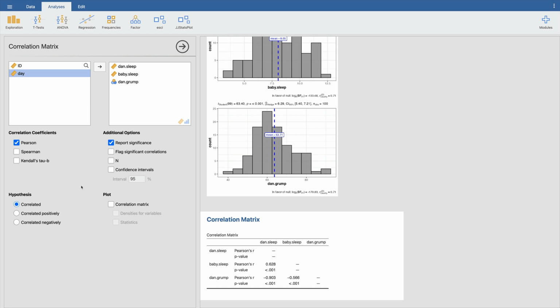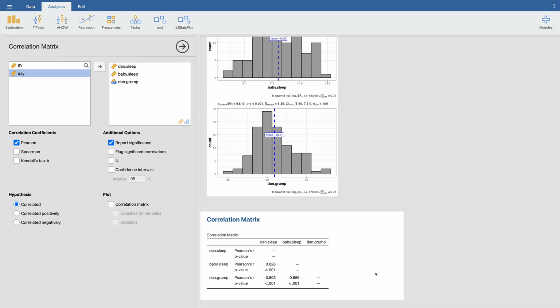I've gone ahead and tested the hypothesis that they're correlated or not, so not a particular direction. You can also see that I asked it to report the significance, so I've got the p-values here. Each of these correlations is significant, and they all are significant at p less than 0.001. So if I picked 0.05, I would definitely be significant here anyway.